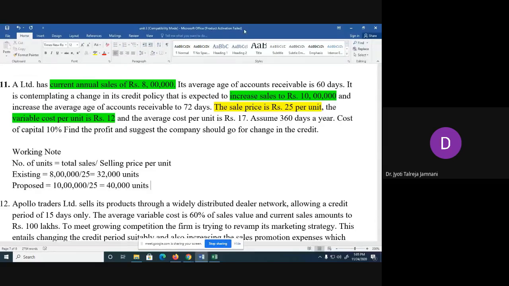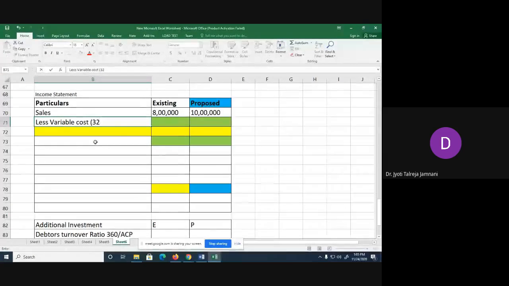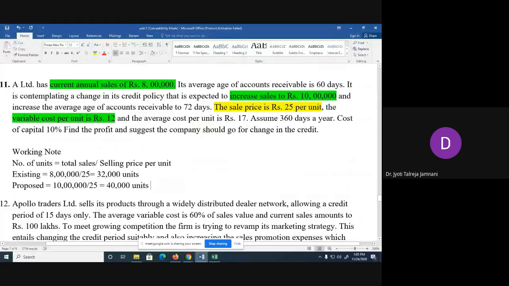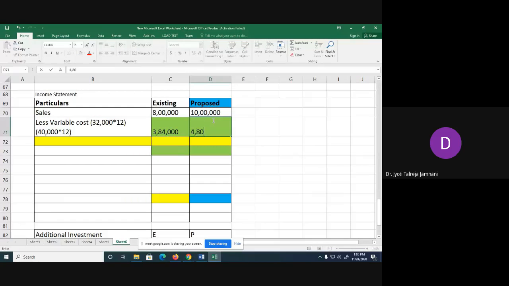Now we can find the variable cost. Variable cost per unit is 12, and 32,000 is the sales units for the first case. So 32,000 into 12 is 3,84,000. And in the next case, the sales was 40,000 units, so 40,000 into 12 is 4,80,000. So you do sales minus variable cost, you get the contribution.